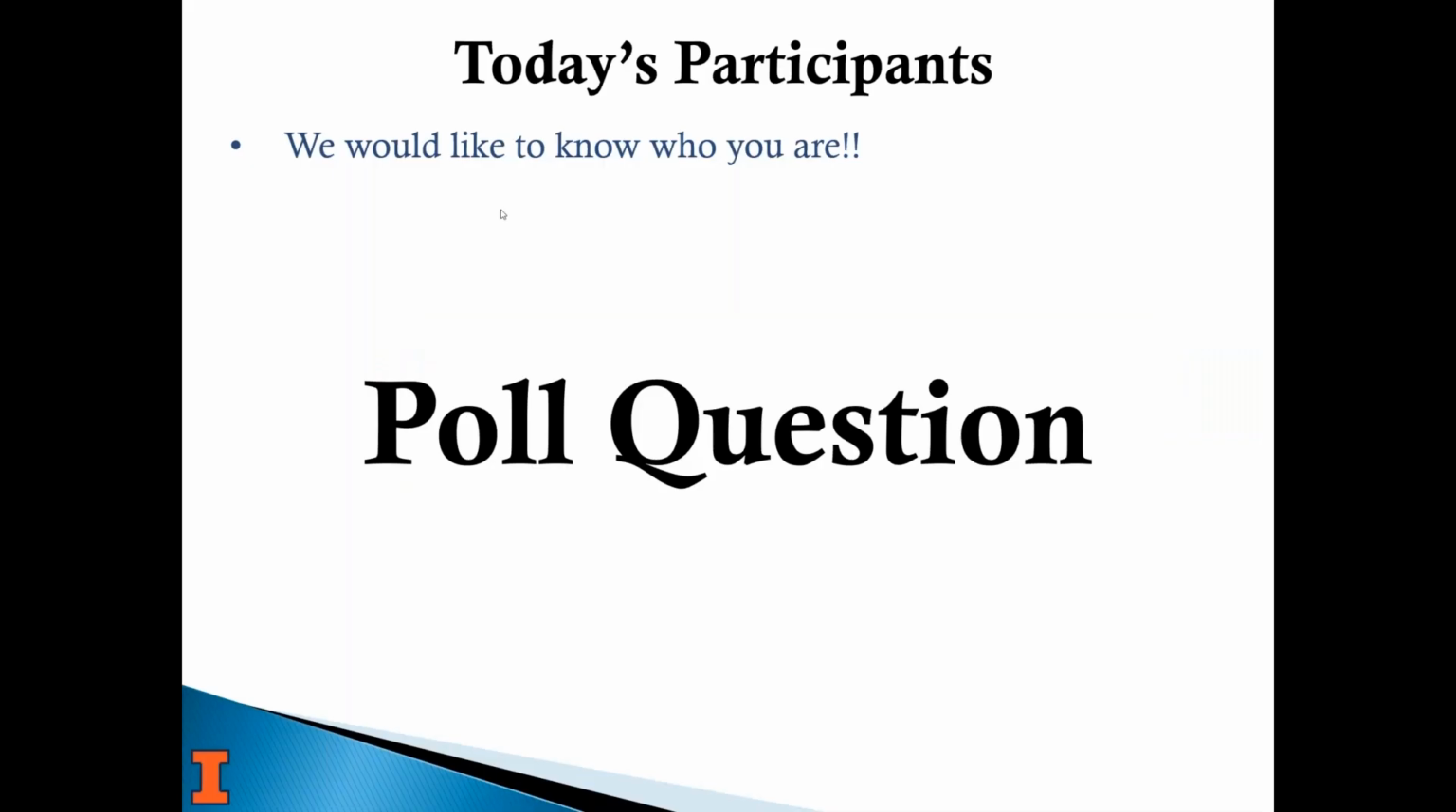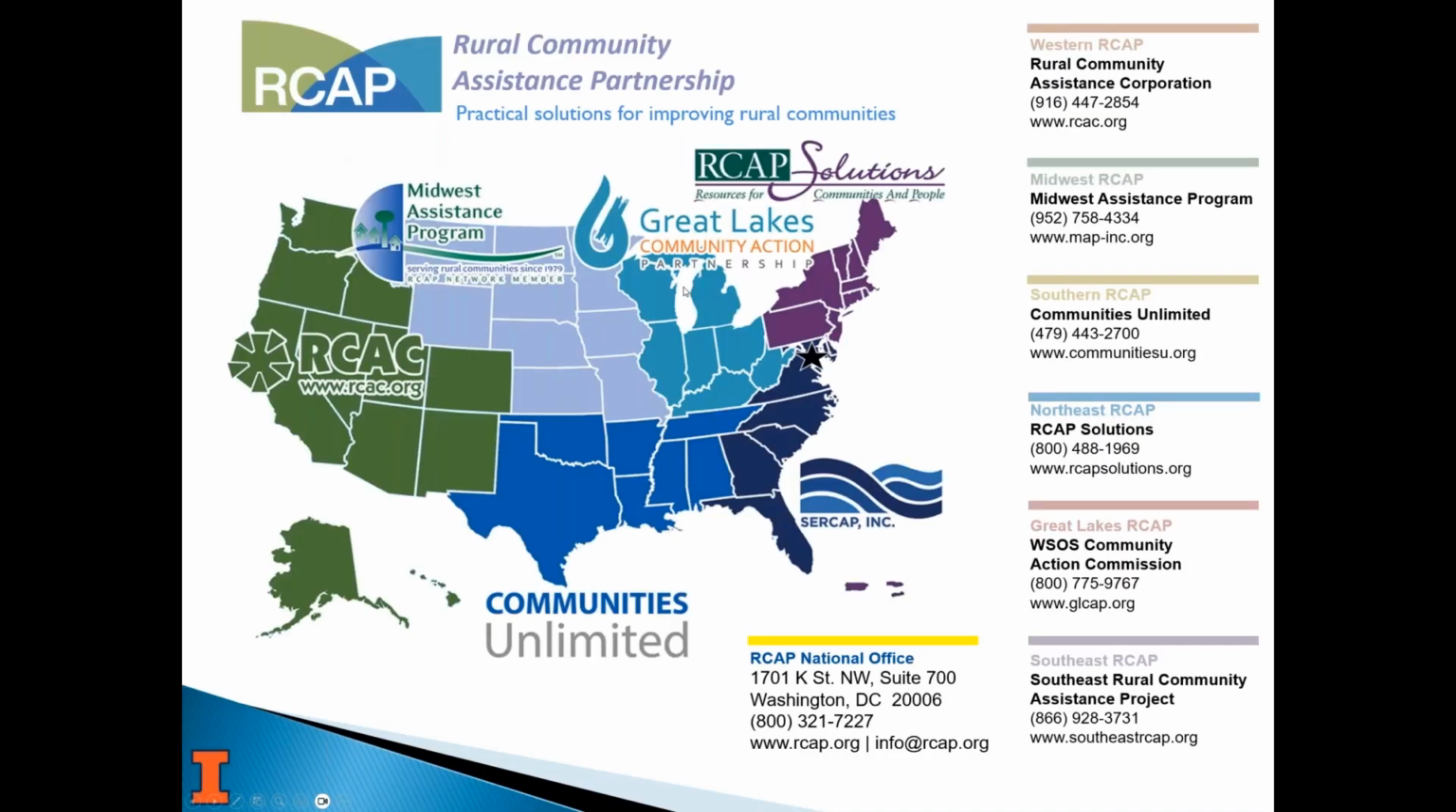Hey, thanks. All right. So RCAP, the Rural Community Assistance Partnership. Especially if you're a professional working with well owners, you need to know about RCAP and work with them, because they have dedicated staff in each of the 6 regions. These are the 6 regional affiliates. You may know them by another name like Communities Unlimited or Great Lakes Community Action Partnership. We're in Illinois, so the region that we're involved in is Great Lakes. But whatever state you're in, there's an RCAP region and staff to support you. They do all the boots on the ground work.